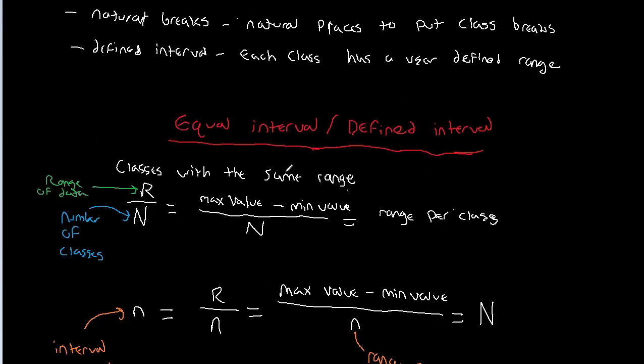So let's go ahead and give ourselves a little bit of room here, and let's talk about this idea of quantile. As I just stated and as we talked about in the introduction, the idea with quantile is that each class should have the same number of features.